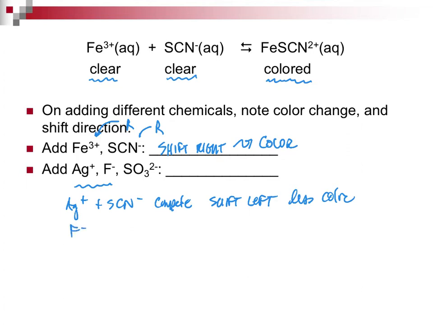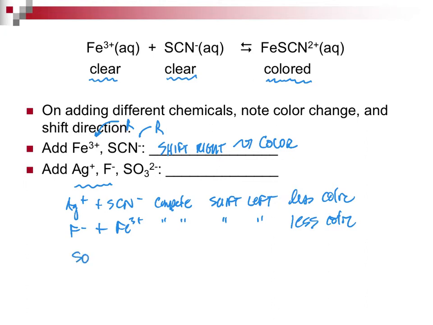Same thing with the F-. The F- would compete with the Fe3+. Since it would compete, there would be a shift to the left and there would be less color. So I'll play it again during the lecture Zoom, but I'm not going to try to work it in here.